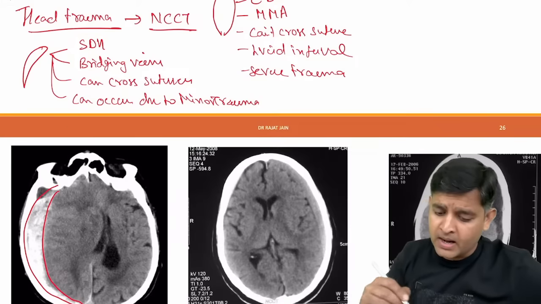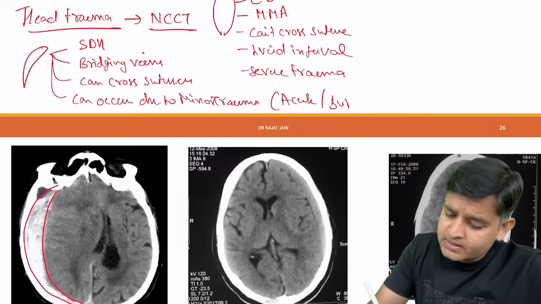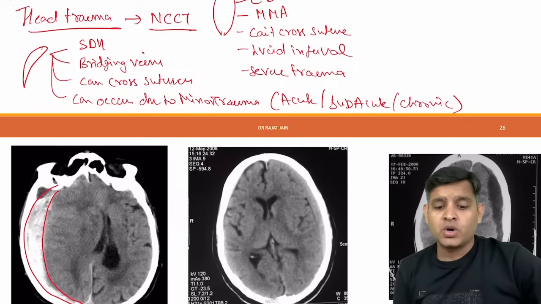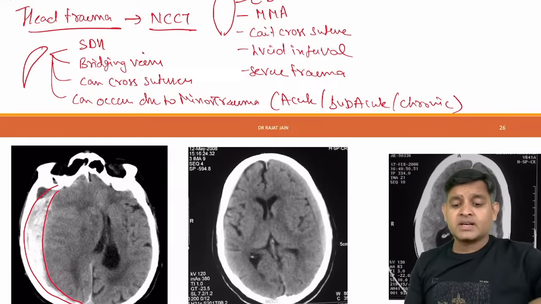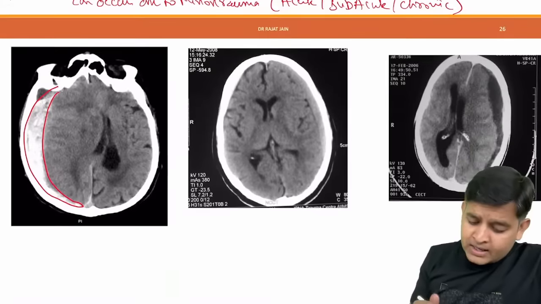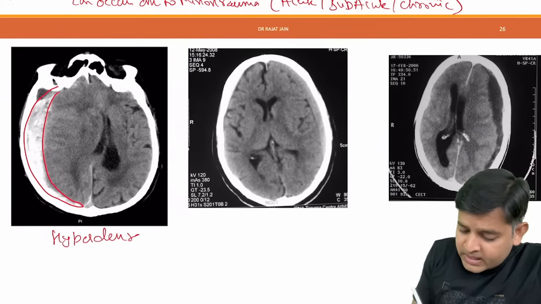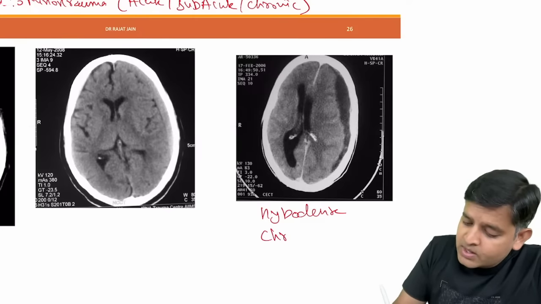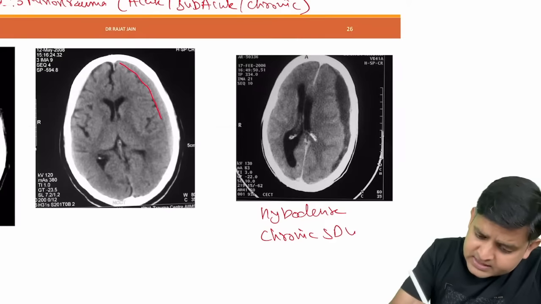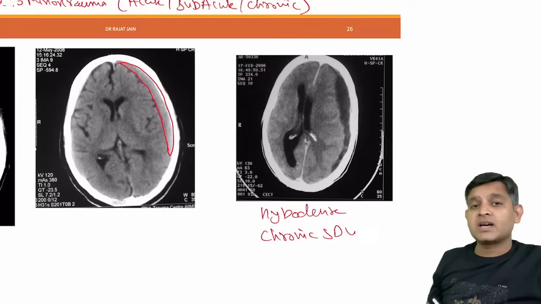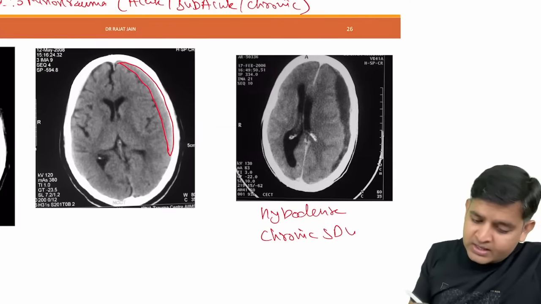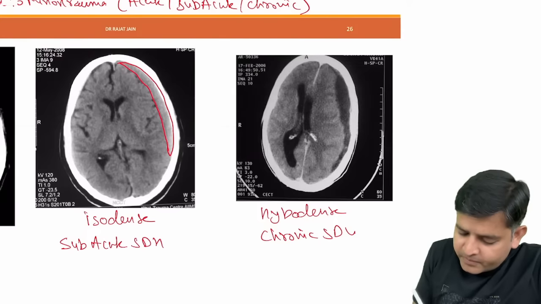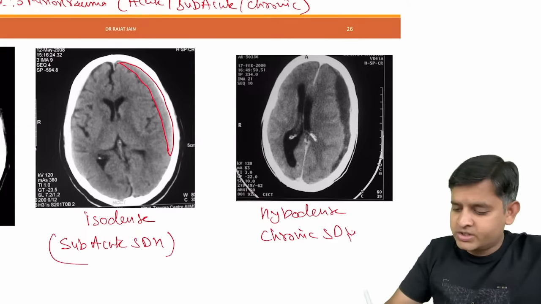And because it can occur due to minor trauma, it could be acute, it could be subacute, or it could be chronic. So SDH: bridging veins, can cross suture, and can occur due to minor trauma. If it is acute, it will be white, that is hyperdense. So that means this is acute. If it is chronic, then it will be hypodense. Hypodense, that means this is chronic SDH. And if it is nearly similar to the brain parenchyma, look at this, so this is isodense. This is subacute SDH.